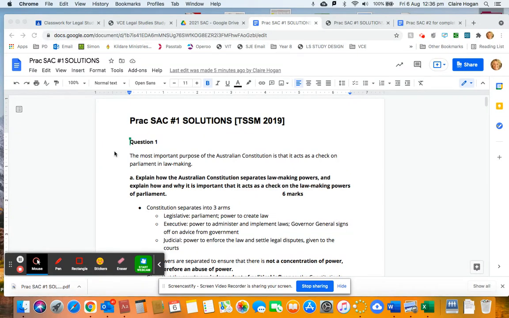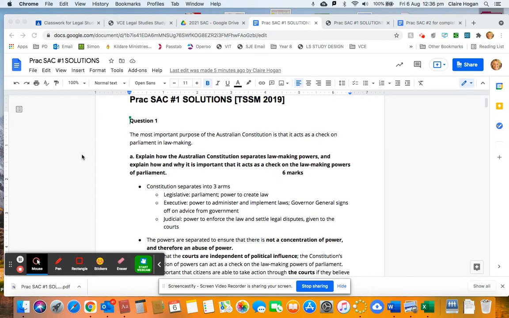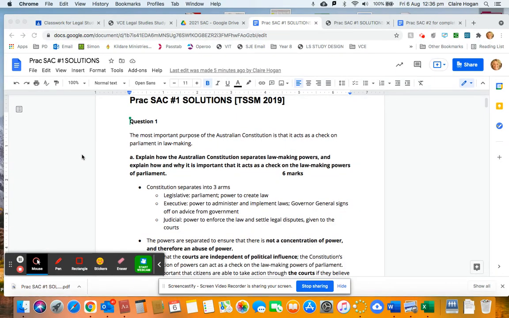Okay, so this is practice SAC number 1, and these are dot-pointed solutions for you to use so that you can practice writing full responses. You can dot point to start with. You might want to have a notepad and pen, write down question 1, do your dot points, but when you submit this for me to have a look at, I don't want to see dot points, I want to see full sentences and paragraphs, because that's what you need to be practicing.